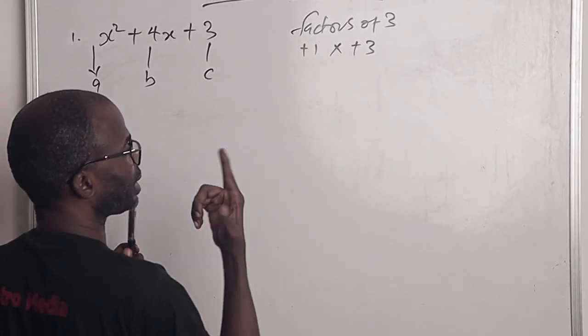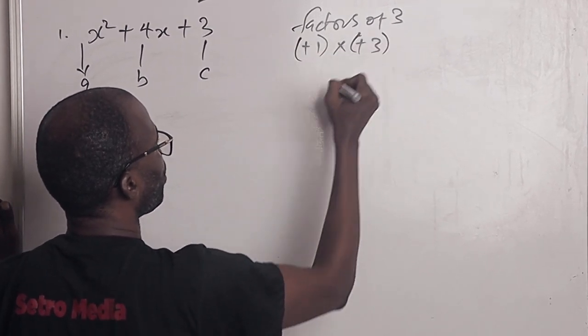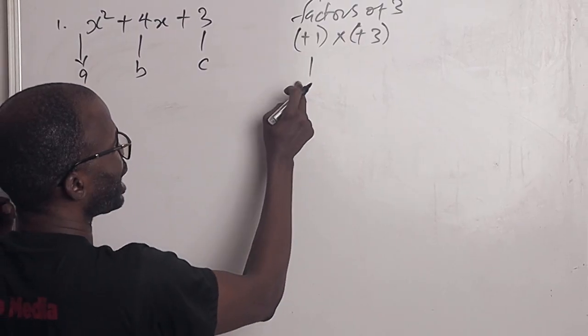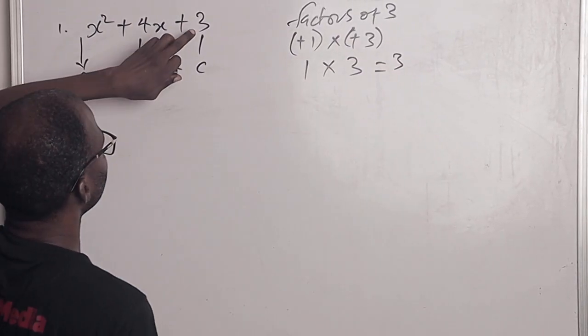Plus 1 times plus 3. For those of you that are not used to plus, whenever a figure is written as just 1, it means it's positive. So that's 1 times 3. It will give you 3, isn't it?